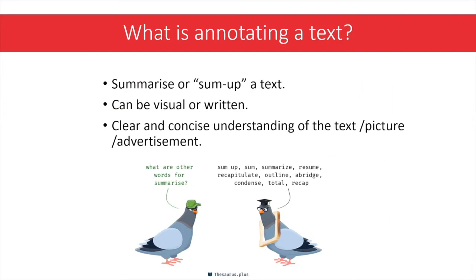What is it to annotate a text? It's to summarize or sum up a text. It can be a visual text or a written text, and it's to make a clear and concise understanding of the text, the picture, or the adverts. Over here, there are some synonyms for annotating: to sum up, sum, summarize, or resume.